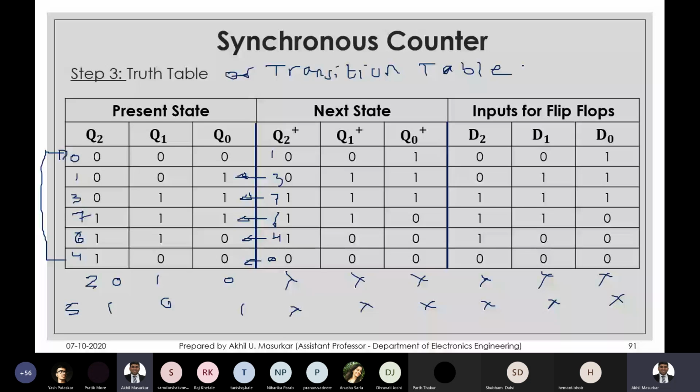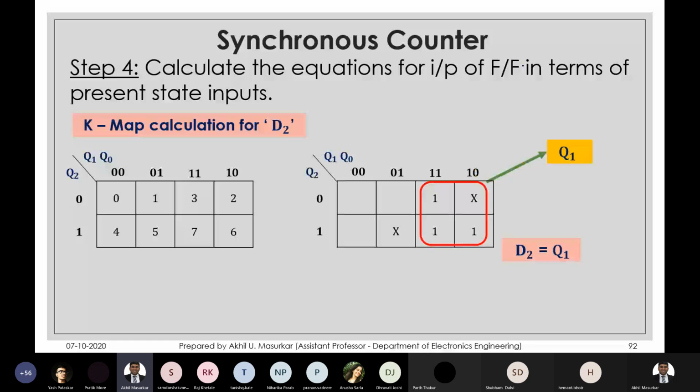Okay, let's see the calculation of the K-map. There are two conditions which I don't care, one is 5 and the other one is 2. So you can see those don't cares here, and then you have your 1s. As Yash said, D2 is Q1, that is right. Yes, D1 is Q0, correct.